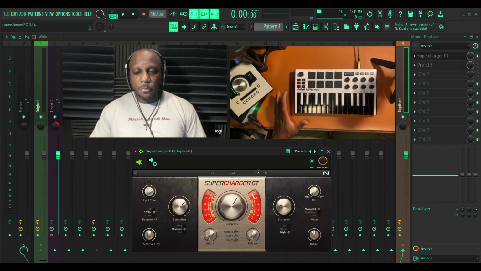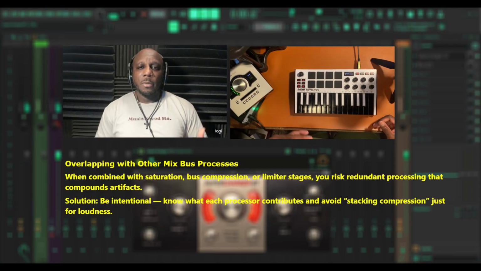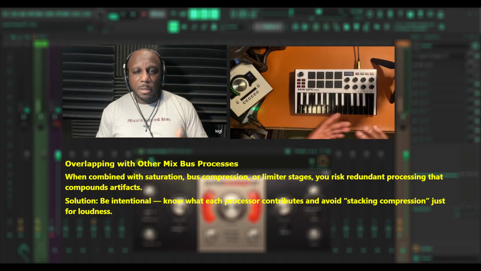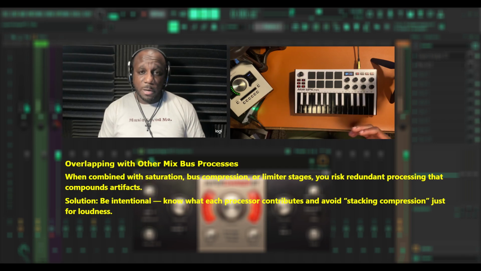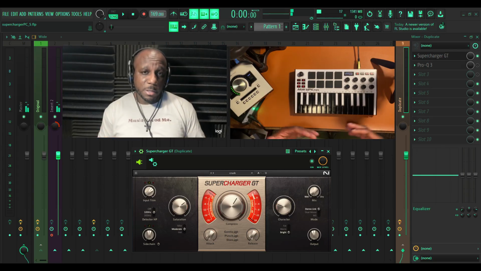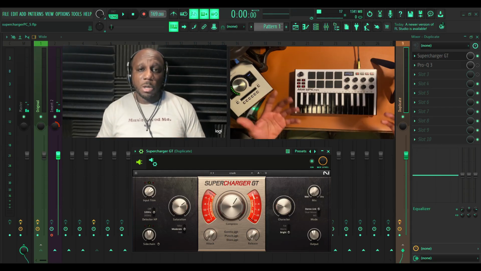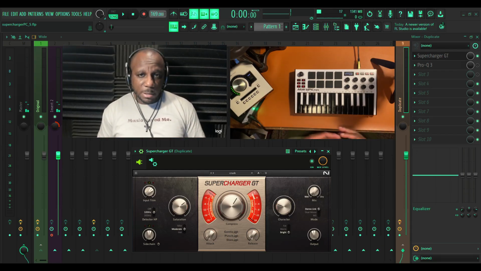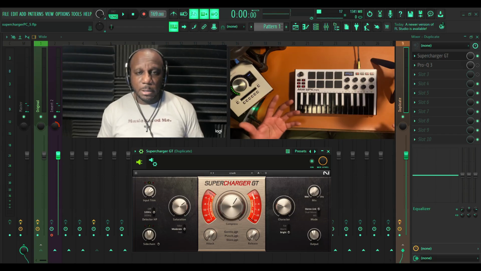Eight is overlapping with other mix bus processes, being mindful of any processes you're already using in your mix, and if I compound with parallel compression, am I just being redundant? Am I just making things more messy, more muddy, more cluttered, decreasing dynamics? Do I really need this?